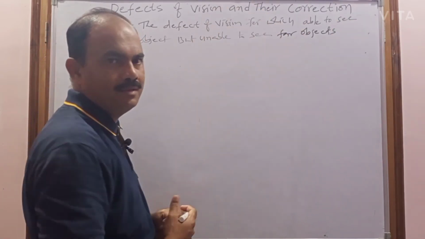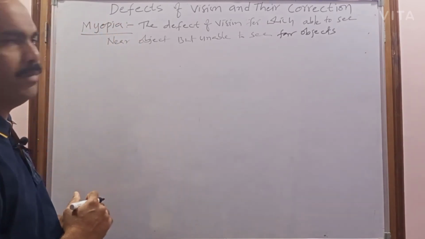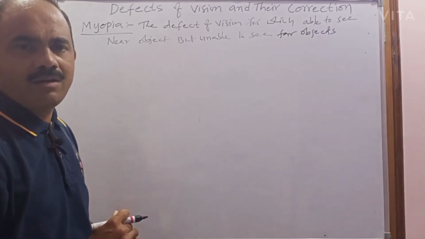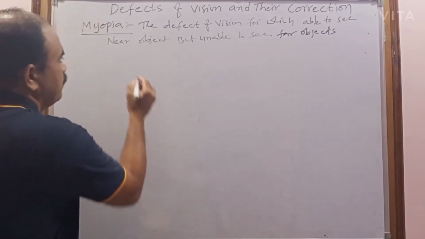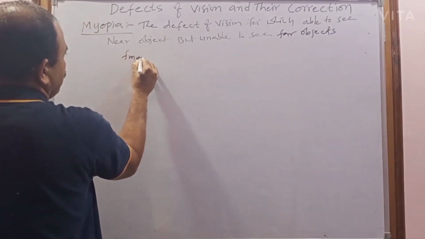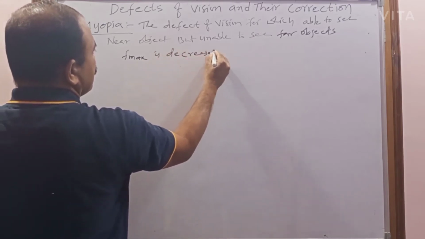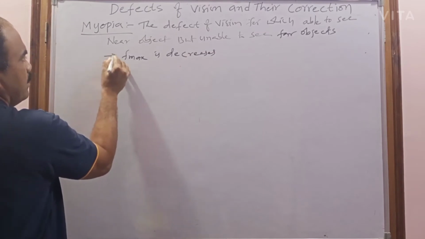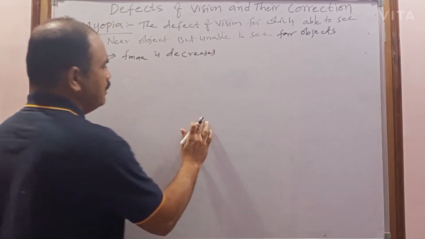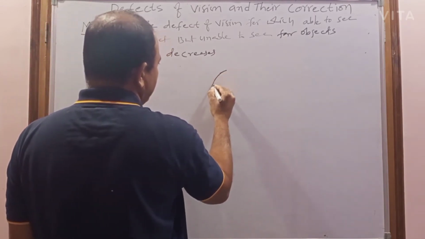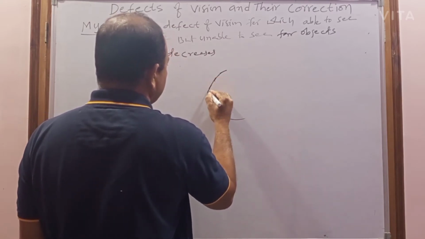But beyond that the person can't see the object. That type of defect of vision is called myopia. This occurs when the maximum focal length of the eye decreases. So what is the maximum focal length? When a person suffers with myopia, the maximum focal length decreases. Remember. Now consider this is the human eye suffering with myopia.